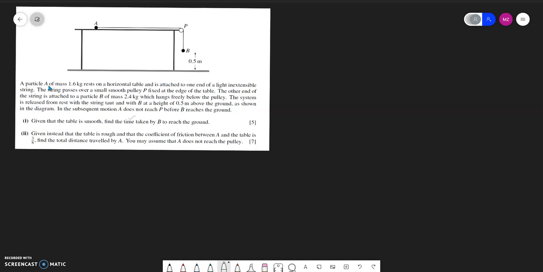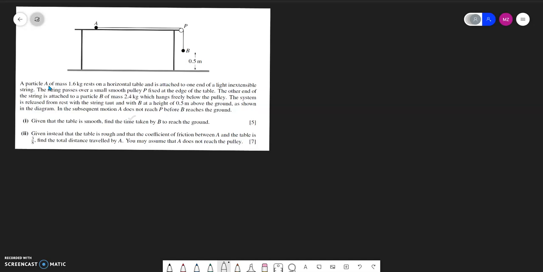In the subsequent motion, A does not reach P before B reaches the ground. Now, given the table is smooth, find the time taken by B to reach the ground. And given instead the table is rough and the coefficient of friction between A and the table is 3/8, find the total distance traveled by A. You may assume that A does not reach the pulley.